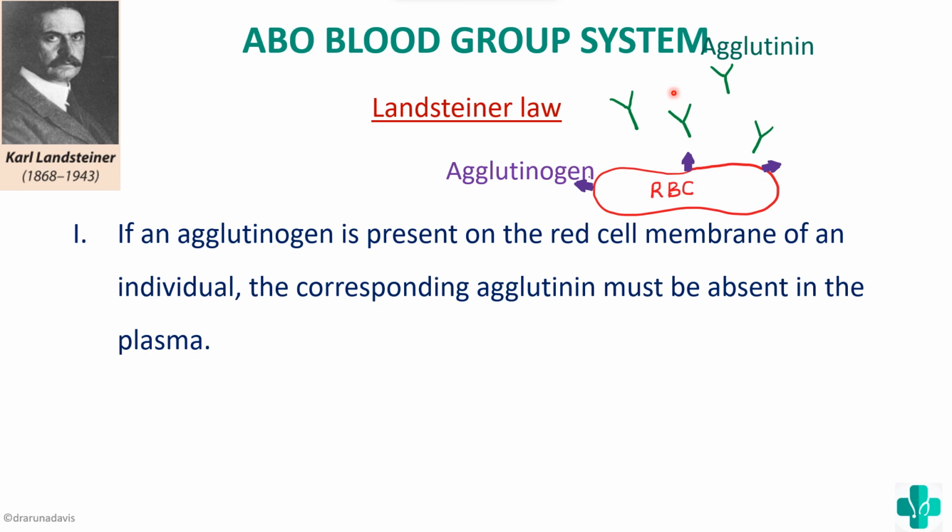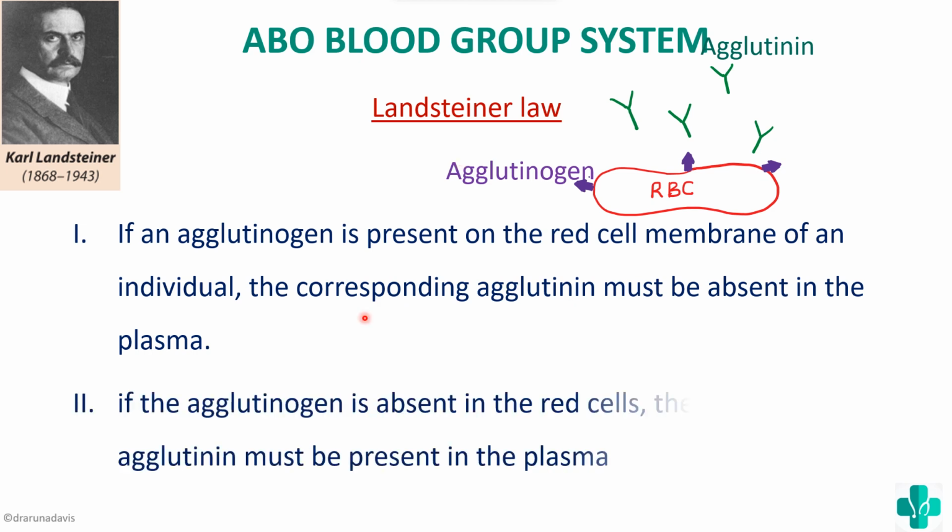So that is why in the ABO system, if the antigen present is A, the agglutinin will be that of B and not of A. Okay, so that is the first law. Now there is one more law. If the agglutinogen is absent in the red cells, the corresponding agglutinin must be present in the plasma. So if this is an RBC of an A blood group person, which means he does not have any B antigen, the antibody must be B. So if the agglutinogen or the antigen is absent in the red cells, the corresponding agglutinin must be present in the plasma. So that is about Landsteiner's law, and it is very important to mention this when a question on the ABO blood group system is asked.